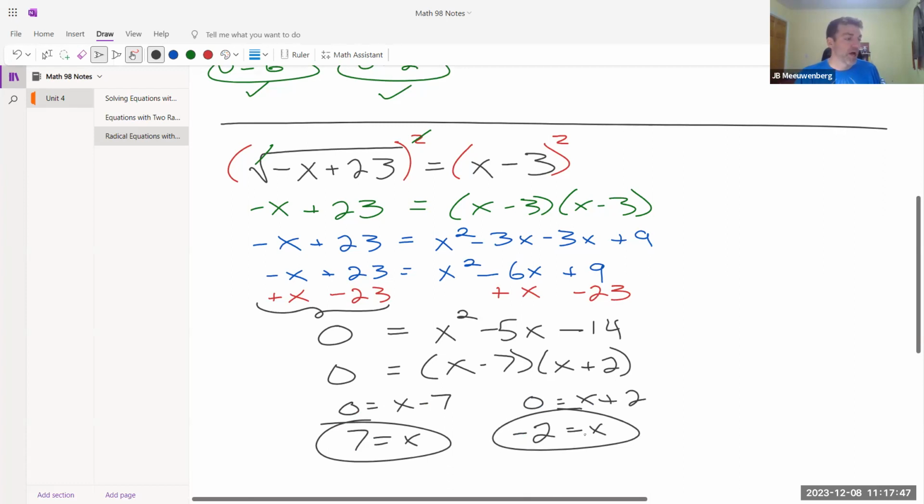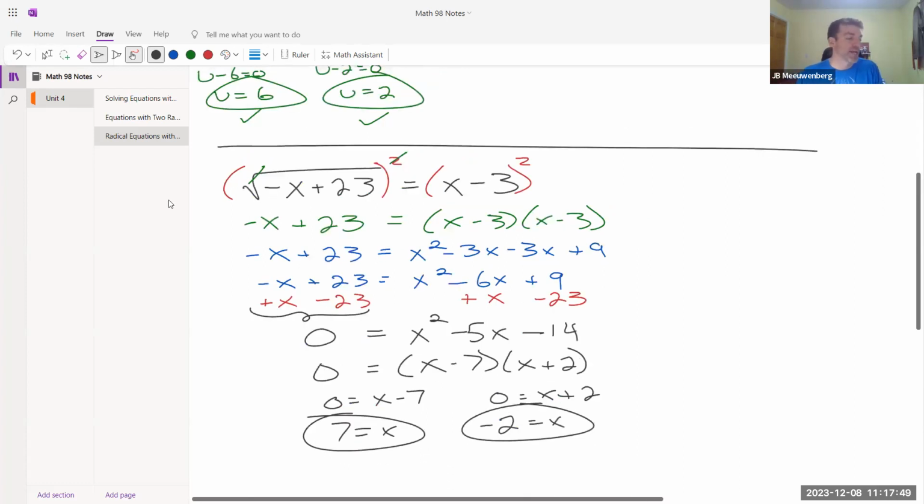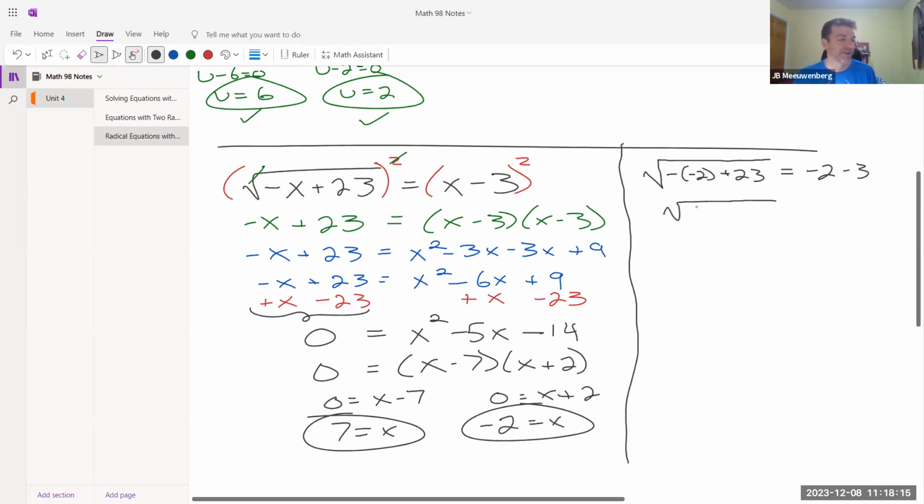What do we do? We check them. For the sake of time, I'm not going to check both of them because you know how that works. But I am going to tell you that -2 does not work as a solution, and I'll show you why. The square root of -x plus 23. So this is like -2 plus 23 is equal to x minus 3, -2 minus 3. Inside, we have +2 plus 23 is equal to, over here, -5.